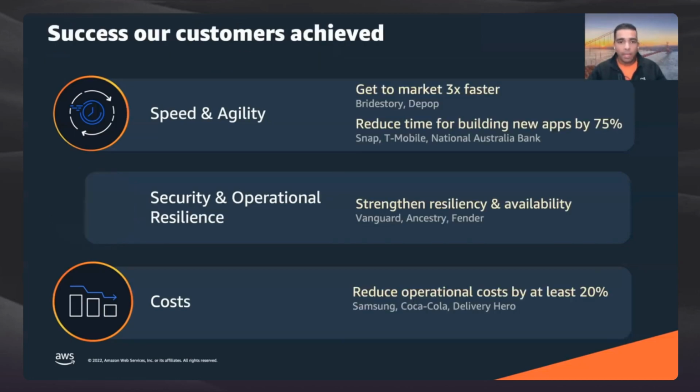And these are not just concepts, right? These are not just abstract concepts that I'm talking about. We've seen several of our customers extract these benefits from their modernization efforts. For instance, Bright and Depop were able to release features 3 times faster by modernizing their application stack. Snap, T-Mobile, and National Australia Bank were able to reduce the time required to build new applications by up to 75%. Other customers, such as Vanguard, Ancestry, and Fender, cite the increased resiliency and high availability with a container-based deployment model. Costs are another major concern. And customers who leverage container and serverless-based architectures are able to reduce costs by more than 20%.